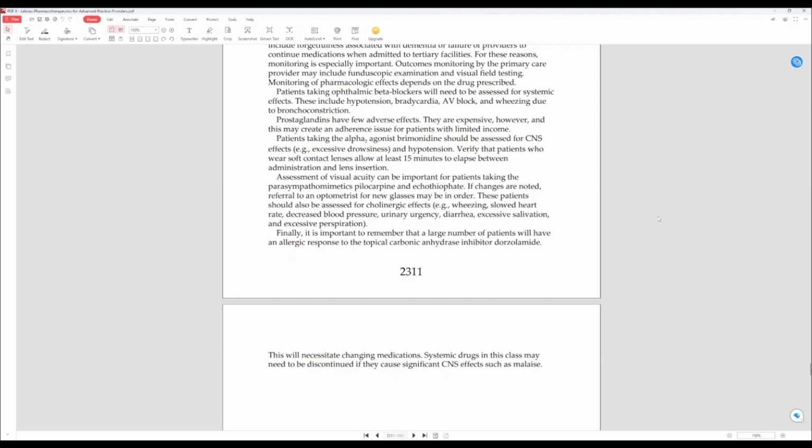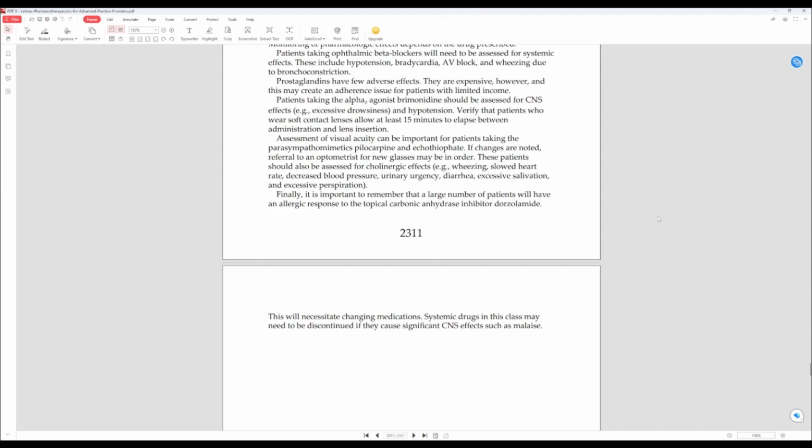Patients taking alpha 2 agonists, brimonidine, should be assessed for CNS effects and hypotension. Verify that patients who wear soft contact lenses allow at least 15 minutes to elapse between the administration of the drug and the lens insertion. Assessment of visual acuity can be important for patients taking the parasympathomimetics, pilocarpine and echothiophate, if changes are noted. Referral to an optometrist for new glasses may be in order. These patients should also be assessed for cholinergic effects.